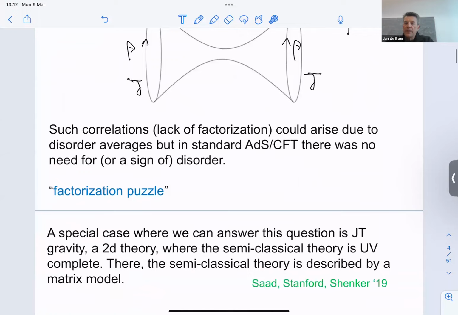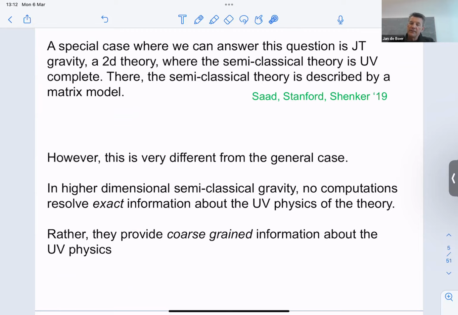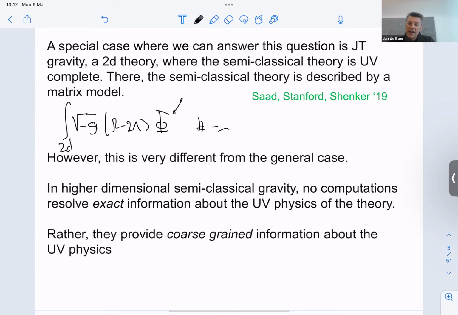Now, a special case where you can answer these types of questions is JT gravity. So JT gravity is this theory whose action is something like this, plus some boundary terms, but it's just a 2D theory where one couples a scalar field to the curvature in this way. The scalar field simply puts the scalar curvature equal to the cosmological constant. And then there is some field equation for the scalar, but it's basically a topological theory. So it's a topological theory, and it's a UV complete theory because it's a topological theory. And this theory can be more or less exactly solved. You can write down all the solutions of the field equations, including different topologies.